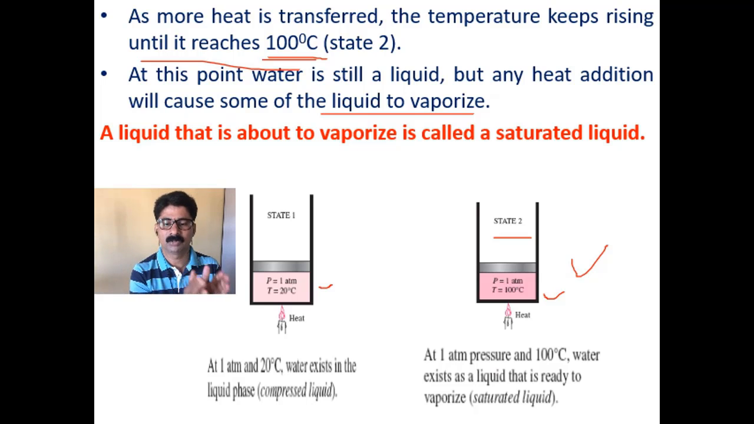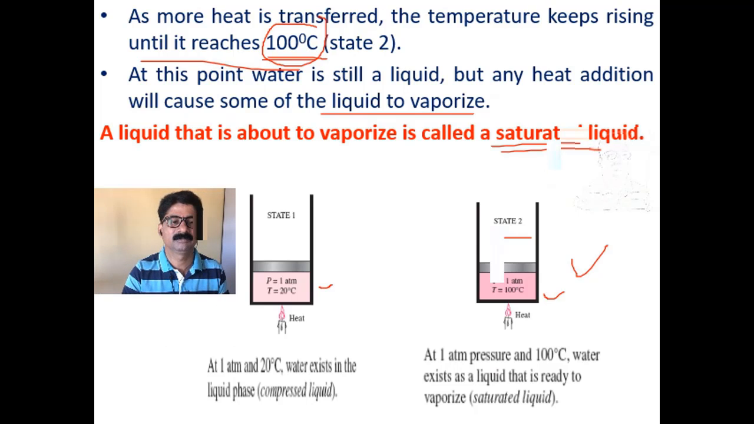So we took water at 20, 40, up to 99.9999, so it is a compressed liquid. When it reaches 100, then any further addition of heat starts vaporizing it. So that point is called the saturated liquid. Now this 100 depends on the pressure. For atmospheric pressure it is 100 degrees Celsius. For any other pressure this temperature is different, so you have to check from the data and book.